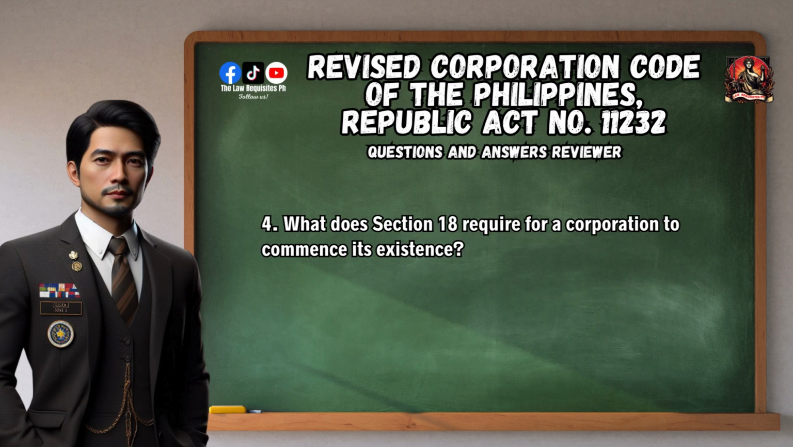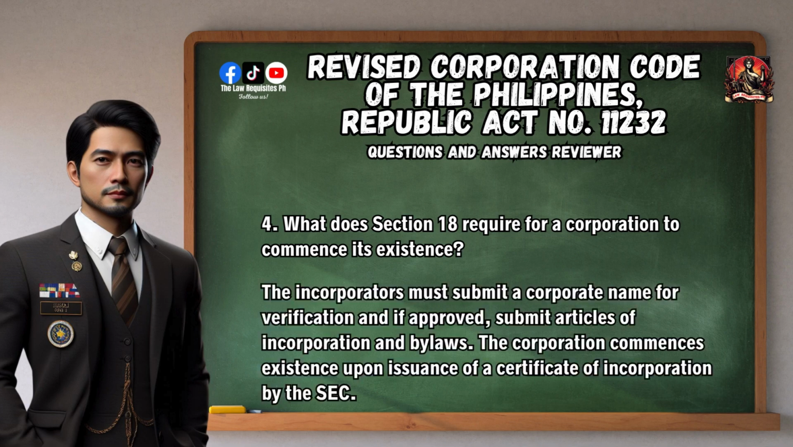4. What does Section 18 require for a corporation to commence its existence? The incorporators must submit a corporate name for verification and, if approved, submit articles of incorporation and bylaws. The corporation commences existence upon issuance of a certificate of incorporation by the SEC.